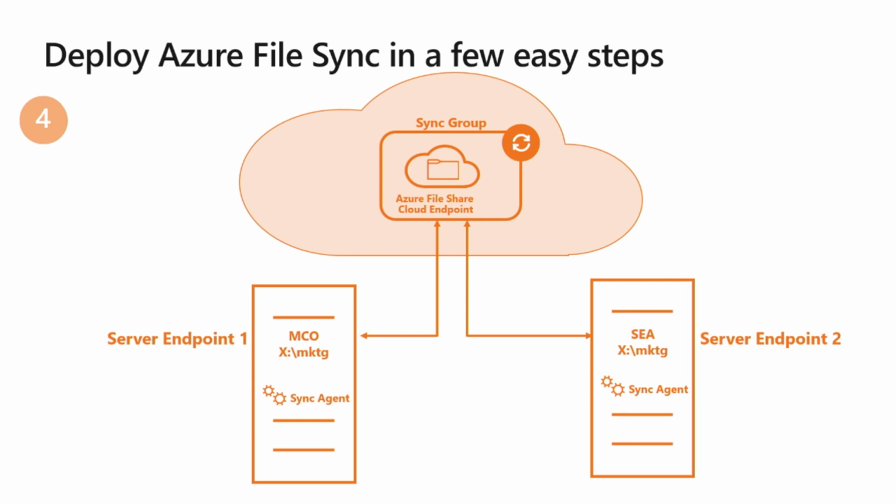Think of a sync group as a logical entity where all the components talk to each other and remain in sync. Essentially, the sync group has the file share endpoint, which is called the cloud endpoint, and it has the server endpoints, and all of these will talk to each other and remain in sync. Any changes made to any of these entities will propagate to the other entities in that group.